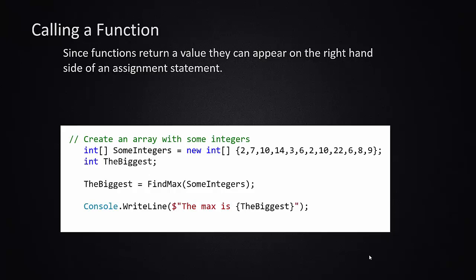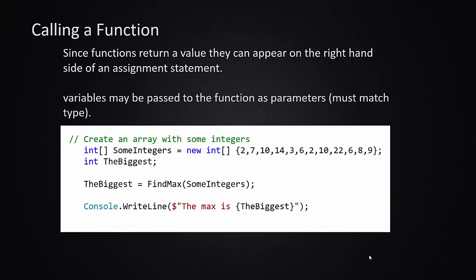Here, it can appear on the right-hand side of an assignment statement. So find max of some integers will pass the copy of some integers into the function and return back a value for the biggest. If we were to execute this, we would end up with the sum integers variable being passed in to the function. The function would return back the largest of those answers as the variable the biggest, and so we would see on the screen the max is 22.